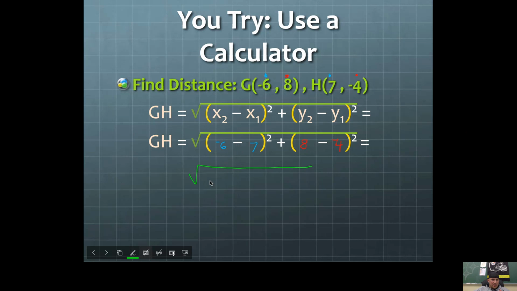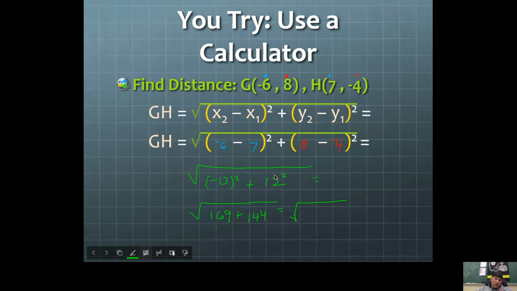-6 minus 7, that's -13. And we need to square that. 8 minus -4, that's like 8 plus 4, that's 12. We need to square that. What does that give you? Well, I know that -13 times -13 is 169. I also know that 12 times 12 is 144. So your answer is going to be the square root of whatever this is, 169 plus 144. I can use a calculator pretty easily to figure that out.